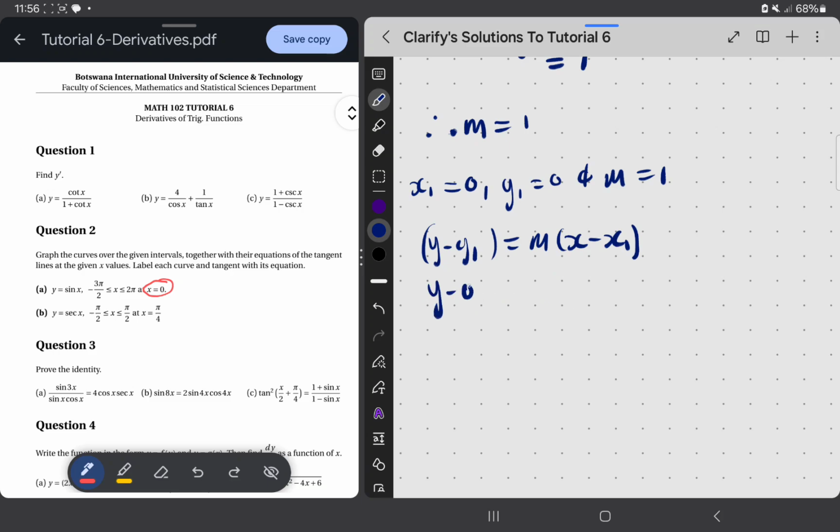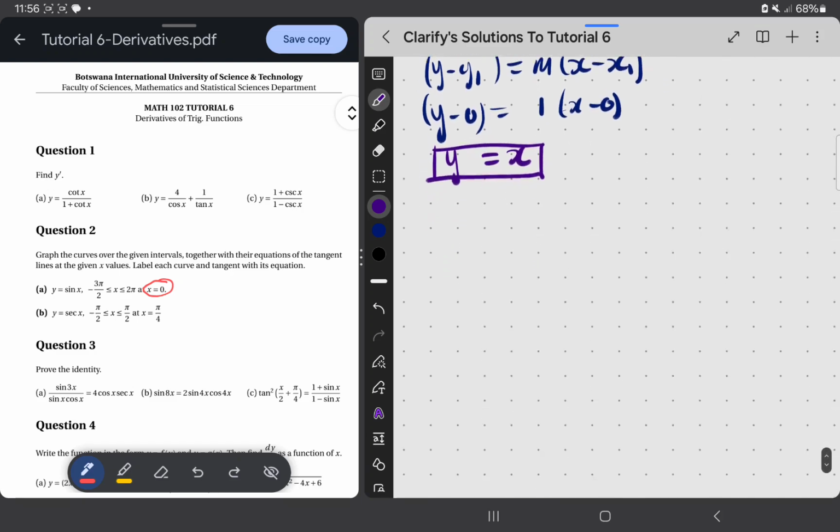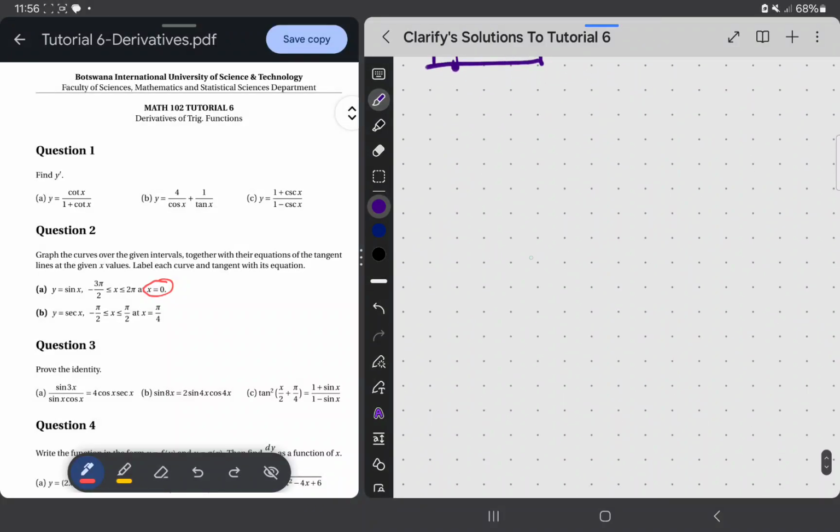So it is y minus 0 is equal to m, and the x comes after the m, multiplying x minus 0. What is your m? Your m is 1. So we can now say y minus 0 is equal to 1 times x. This is the equation of your tangent. The equation of the tangent is y equal to x. Now we can sketch our graph and do everything, because we have the equation of the tangent. And now let's sketch our graph.